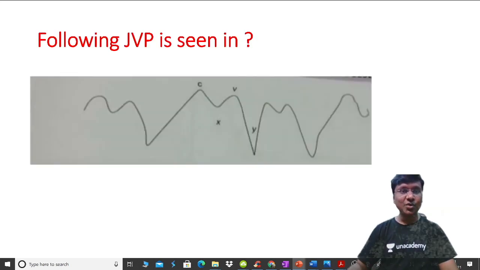Now, what is the homework for the day? Homework for the day is: the following JVP is seen in which clinical scenario, right? I have shown you a JVP tracing. So please answer in the comment section, and I'll revert back to you, right?